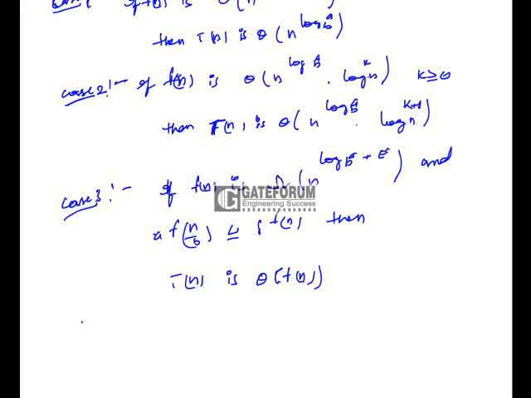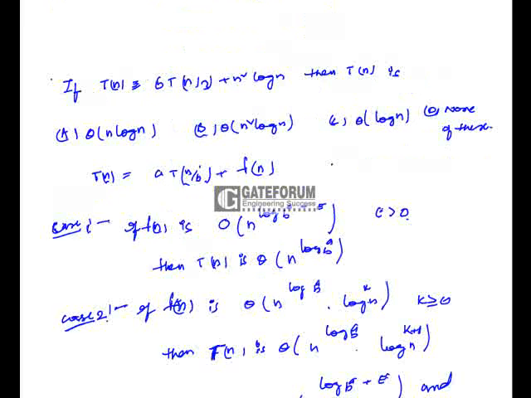So these are the 3 cases. Here in this problem, a is equal to 6, b is equal to 3, and f of n is n square log n. If we apply these three cases, the third case condition would be satisfied. According to the third case of Master's theorem, the correct option is option B. T of n is theta of f of n, which is theta of n square log n.